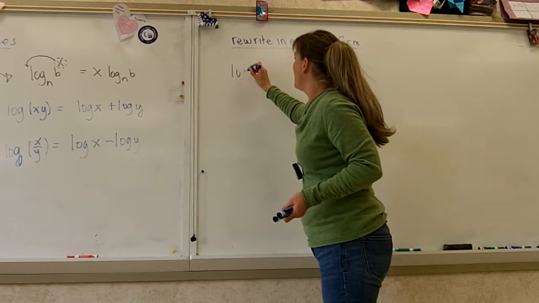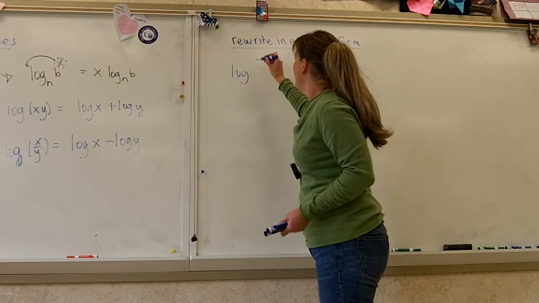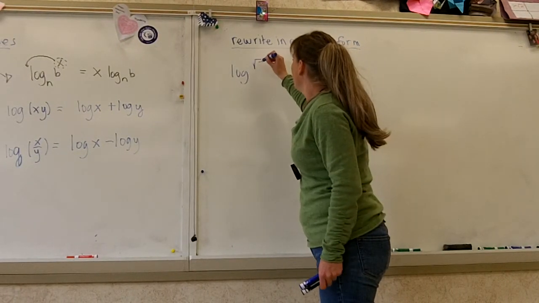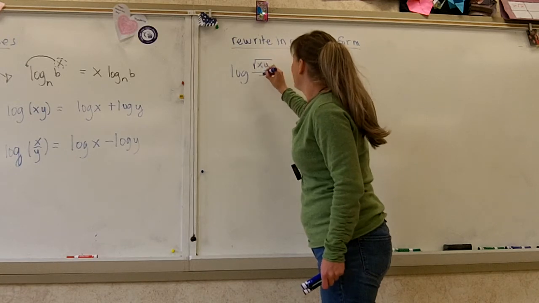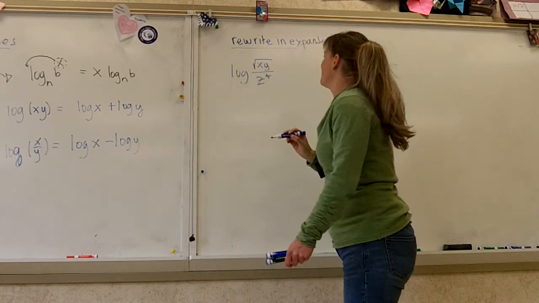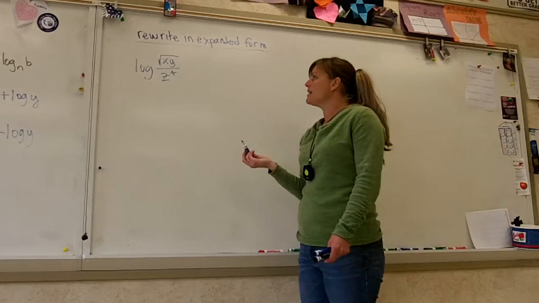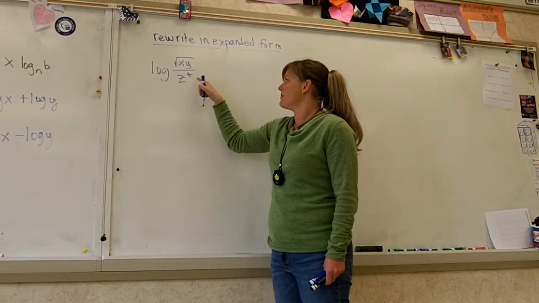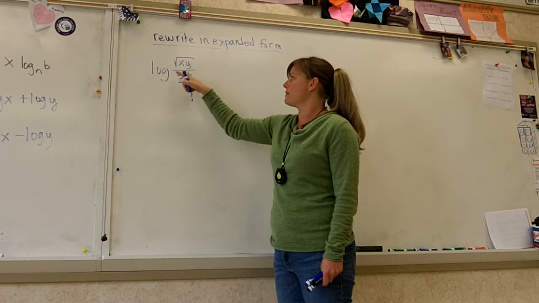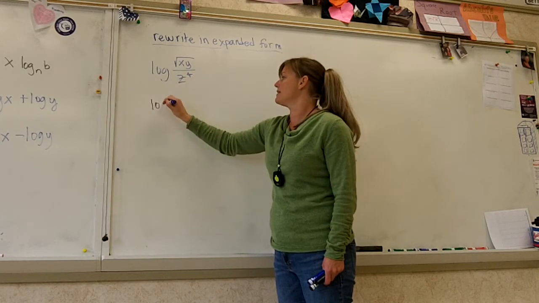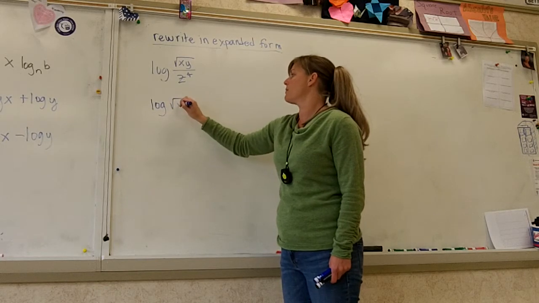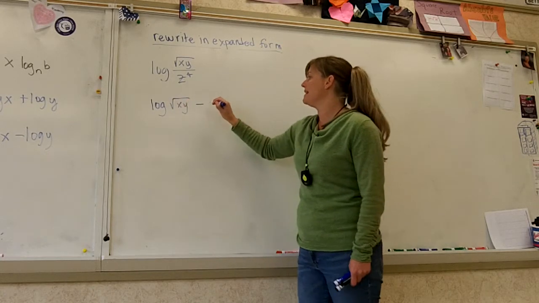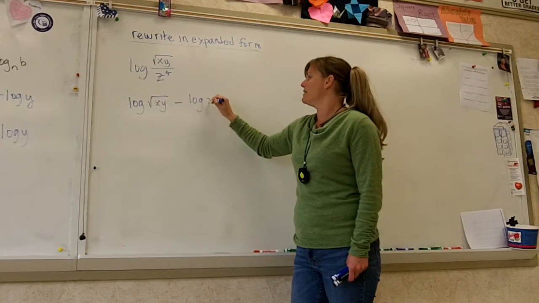If I have log of the square root of xy divided by z to the fourth. Let's say I have something like that. So the first thing that I would want to do is separate these because this is division right here, so I'm going to rewrite that as subtraction. So I'm going to say this is really equal to the log of the square root of xy minus the log of z to the fourth.